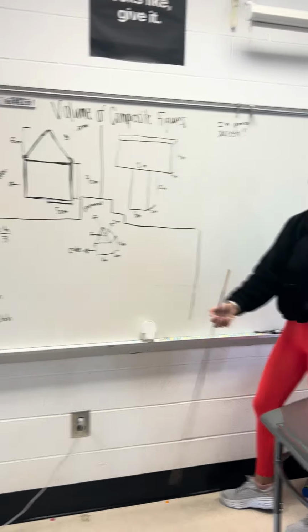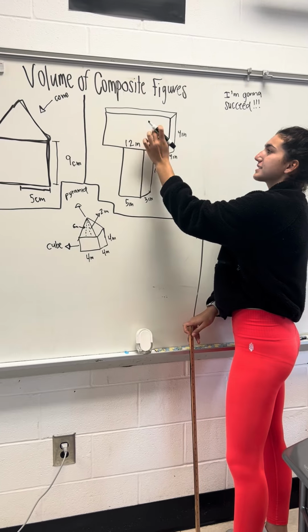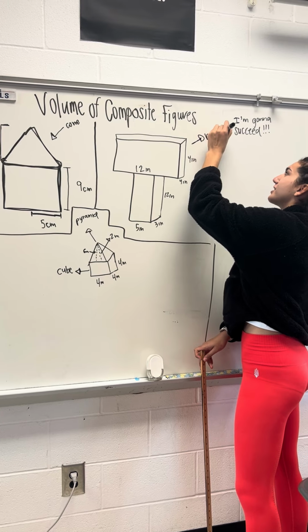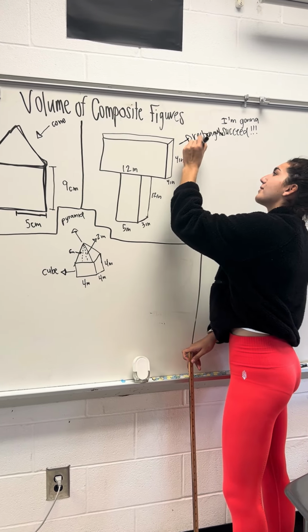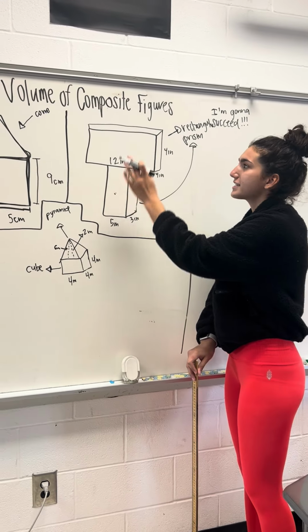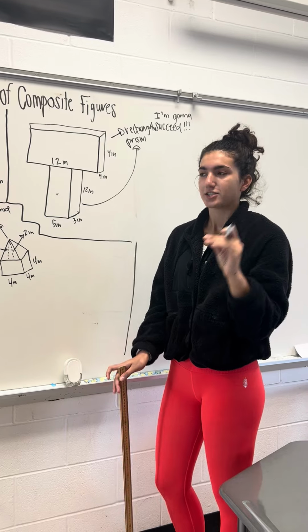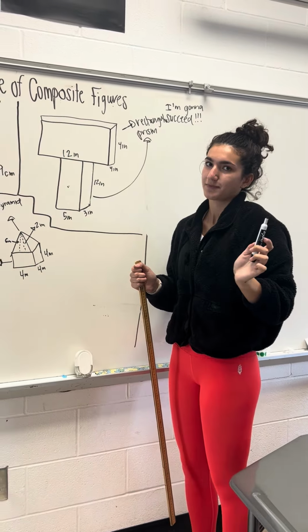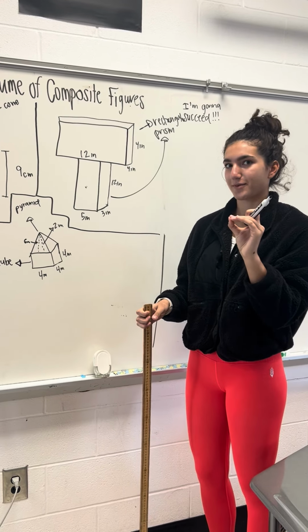So what you're going to do first is notice that this up here is a rectangular prism. You're also going to notice that this down here is also a rectangular prism. So now that you've noticed that, you can take the separate volumes and add them together to get the total volume of the composite figure. It's like these two added together are the composition of the whole shape.